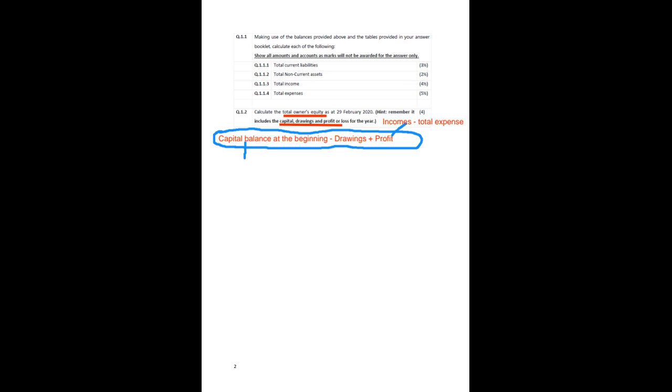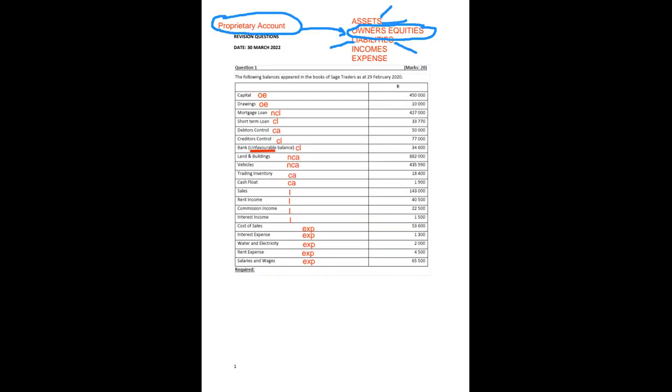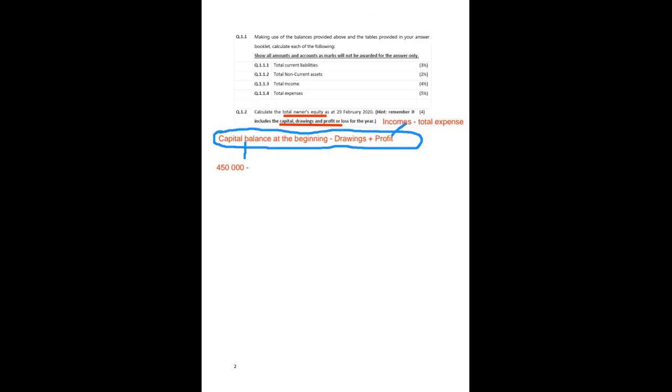Sorry guys for going back and forth. I'm going to take my drawings. Can you see my drawings here is 10,000? Meaning I'm going to minus 10,000. And then I'm going to add the profit I made. For you to find this profit, you need to take your incomes and minus expenses. So in this case, what are you going to do? You're going to take the total income here and minus the total expense. If you get a positive, it means you made the profit that you're going to add here.